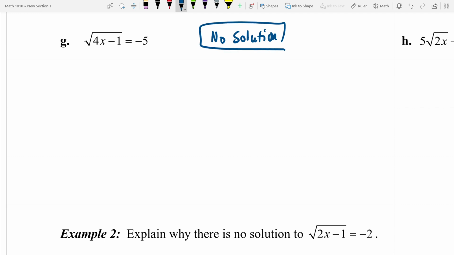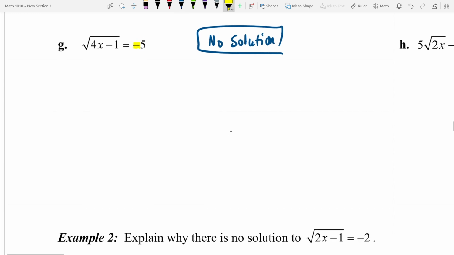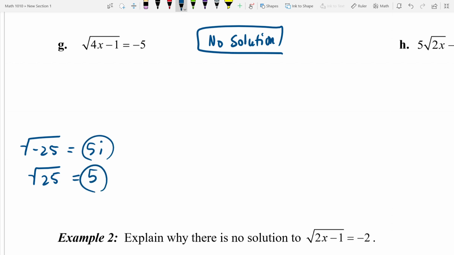The reason that I know it's no solution is because a root, an even root, can never ever be a negative number unless you had a negative sitting out right there to begin with. Because if you think about it like this, just for a second, like say you had 25, negative 25. So the square root of negative 25 is a 5i, and the square root of 25 is a 5. Neither one of those has a negative sign. You can't get a negative sign unless there's a negative out there to begin with, okay?